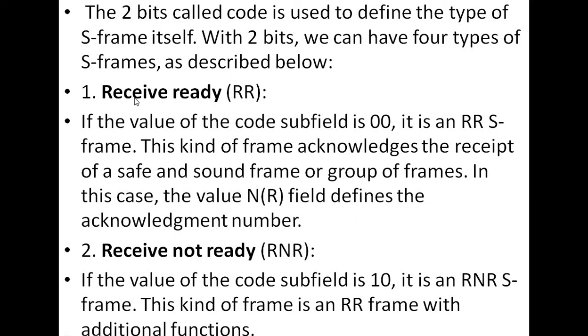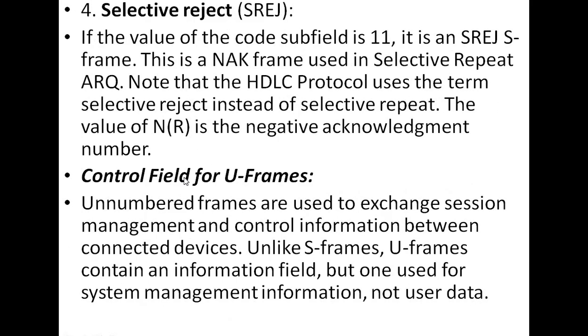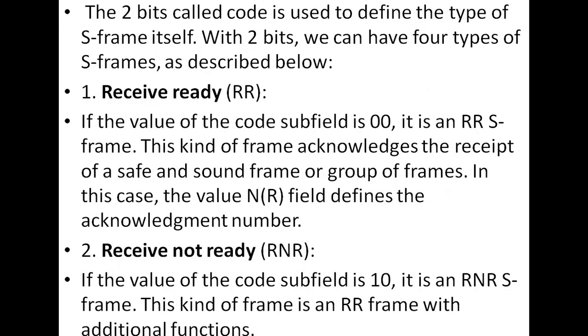As I have told you, what are they? First is receive ready, second one is receive not ready, third one is reject, and fourth one is selective reject. So one by one let me go through the notes. If the value of the code subfield is 00, as I have told you, then it is an RR S frame. And what is the use of the RR S frame? This kind of frame acknowledges the receipt of a safe and sound frame or group of frames. In this case, the value of the N(R) field defines the acknowledgement number.